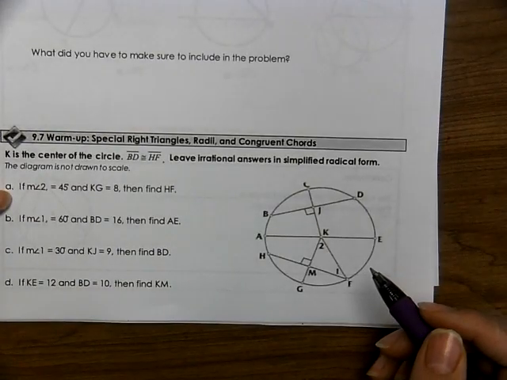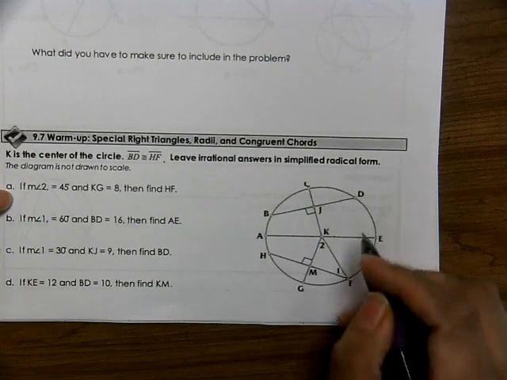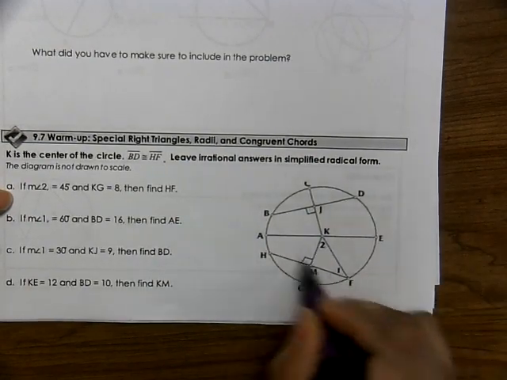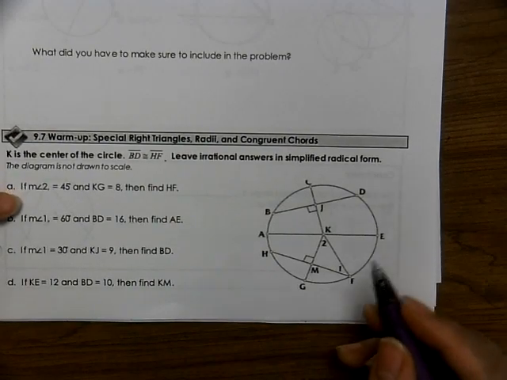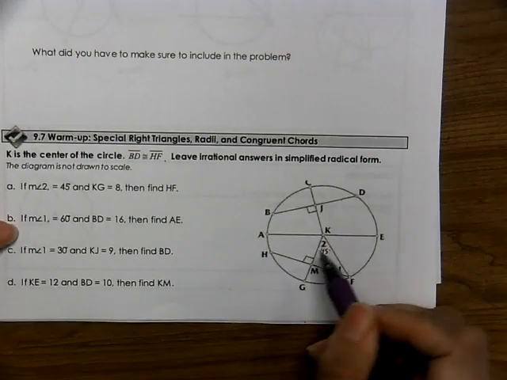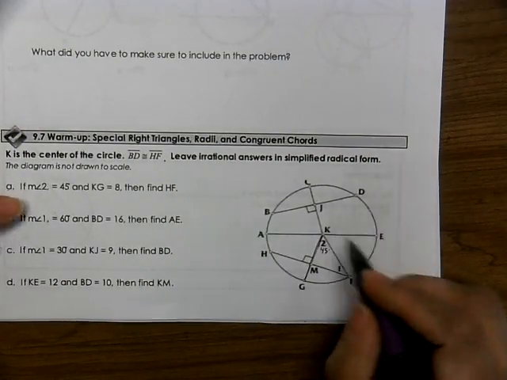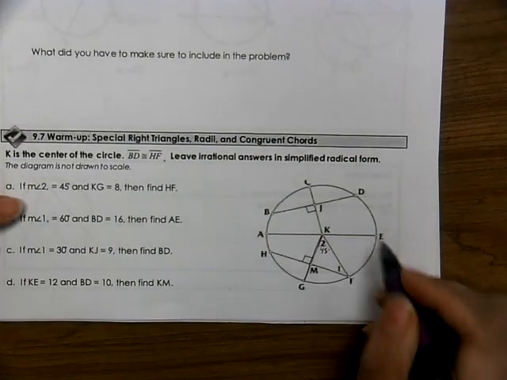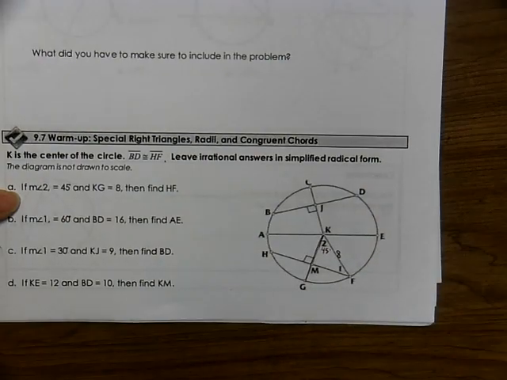So the first one says to leave everything in simplified radical form. K is the center, and BD is congruent to HF, so those two chords are congruent. It says if the measure of angle 2 is 45 degrees, and KG, which is this radius here, is 8, that means all the radii in this picture will be 8 for this first question. So KF would also be 8.